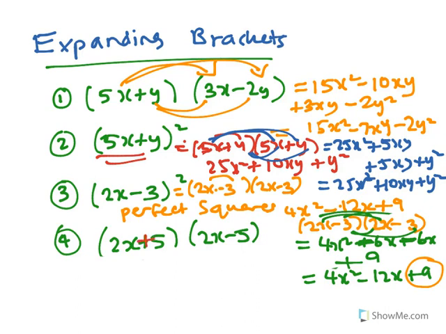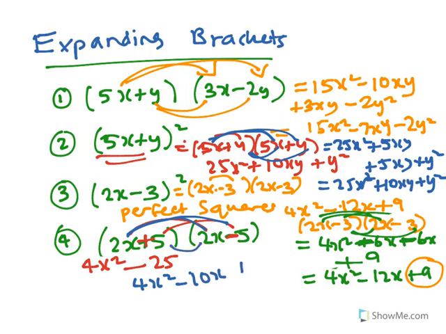Okay, so with this one, the signs are actually different. One's a plus, one's a minus. So you get 4x squared. If you're really quick at this, you'll get minus 25. If you did it the long way, you'll notice that the middle terms cancel out. You get 4x squared minus 10x plus 10x minus 25, so they cancel out. So you get 4x squared minus 25.